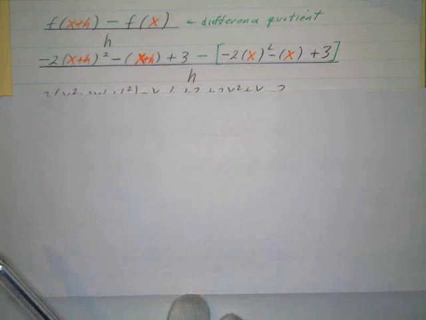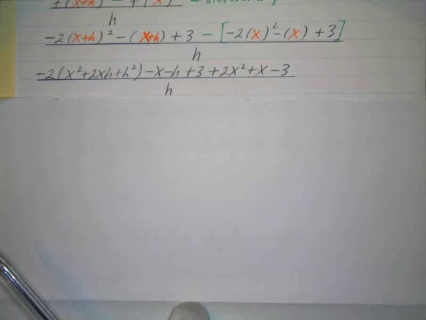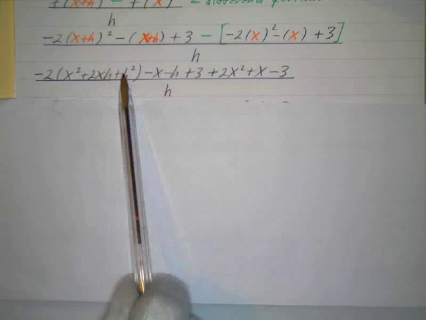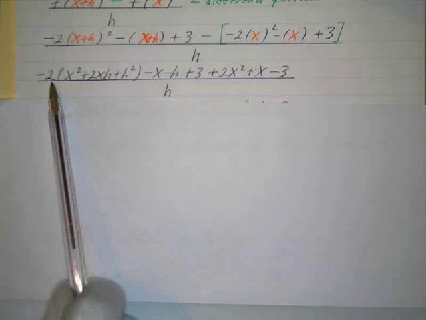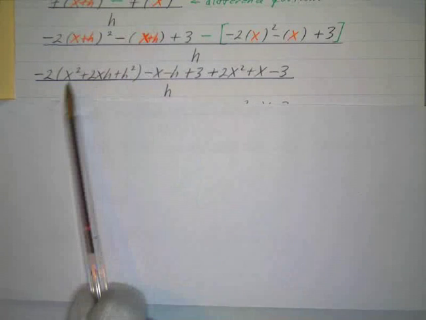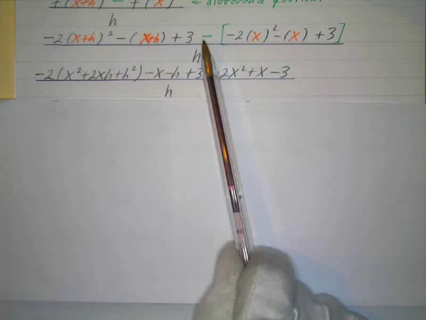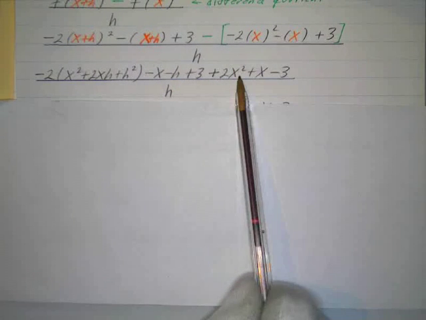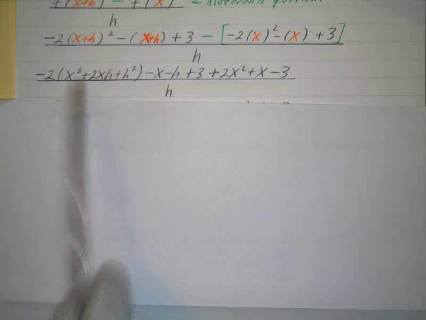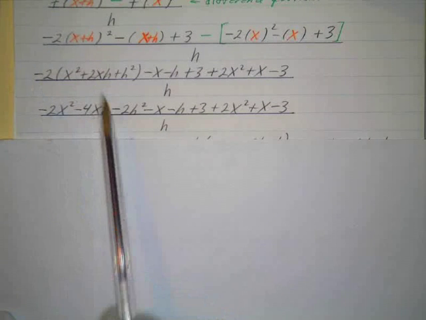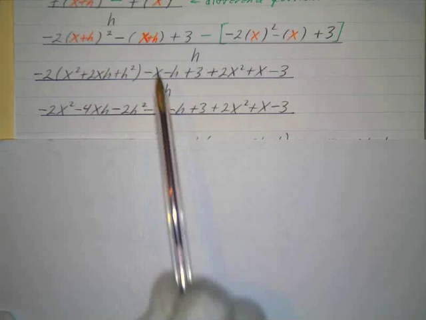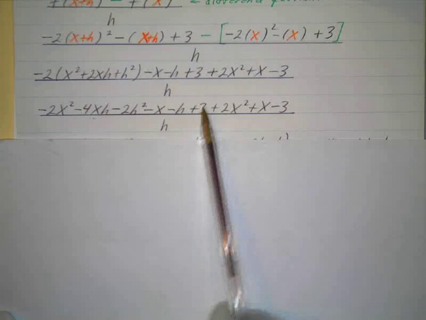Then I'll square this out, and again I'll use that extra step so I don't make an error with the coefficient. So it's going to be x squared plus 2xh plus h squared, all multiplied by a negative 2, which comes from up there. And then negative x, negative h, plus 3. Negative times a negative is positive 2x squared, plus x, negative 3, all over h. Now I'll multiply out by this negative 2: negative 2x squared, negative 4xh, negative 2h squared, and these all come down. This is just a rewrite here.